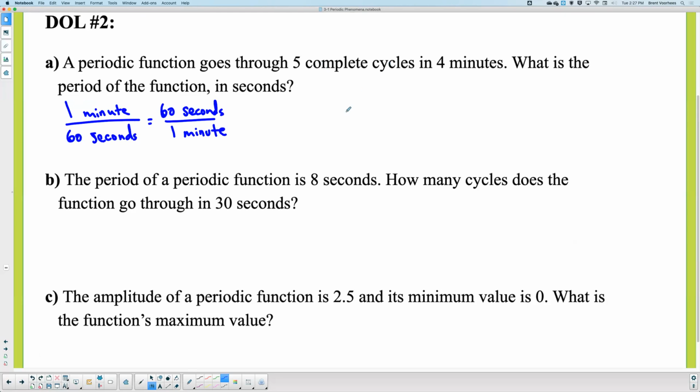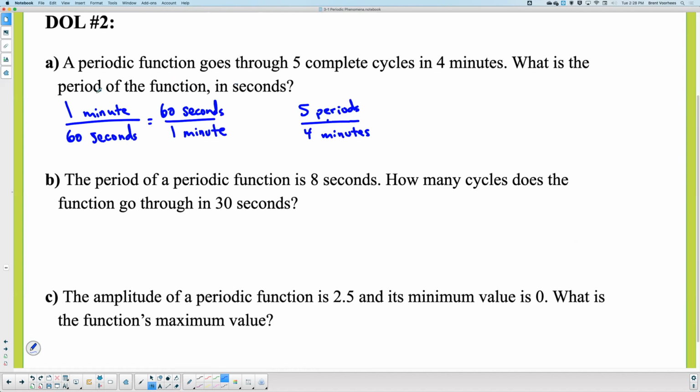Right now, you're doing 5 cycles, 5 cycles in 4 minutes. You can write that out to find a period, which is the same thing as 1 cycle. A period is equal to 1 cycle. So 5 periods, and you could do it this way. You could say 5 periods in 4 minutes.